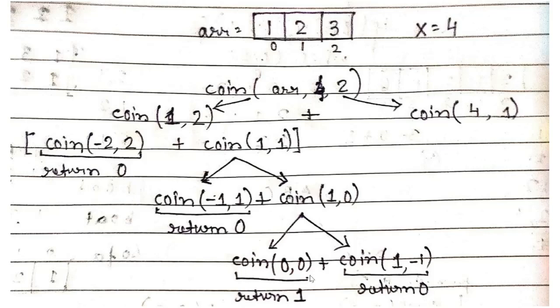And coming on to this recursive call, it returns 1. Why does it return 1? It returns 1 because now my amount over here is 0. And how did I reach this 0?